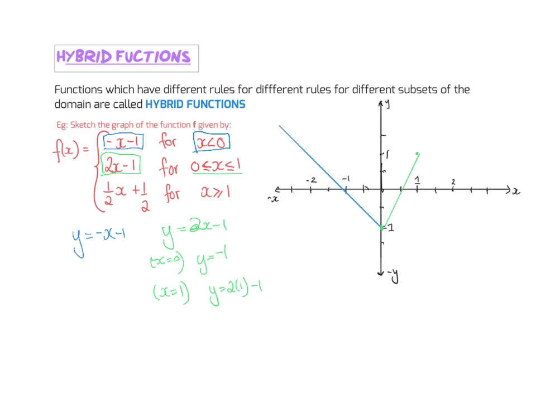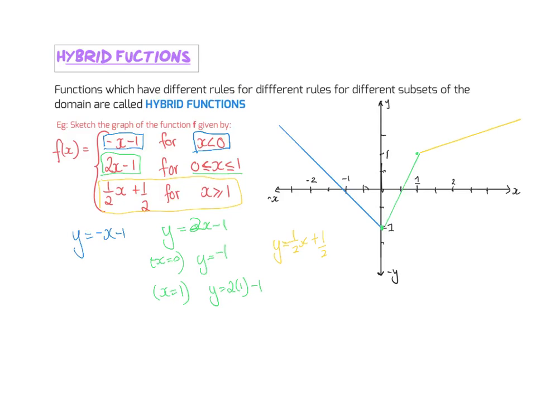And then finally, after that, it's going to follow this rule. For all numbers greater than 1, it's going to follow y equals a half x plus a half. So that has a smaller gradient, so less steepness. I'm just going to wing it, but it'll be something like off to there, like that. Okay, so that's what a hybrid function is.